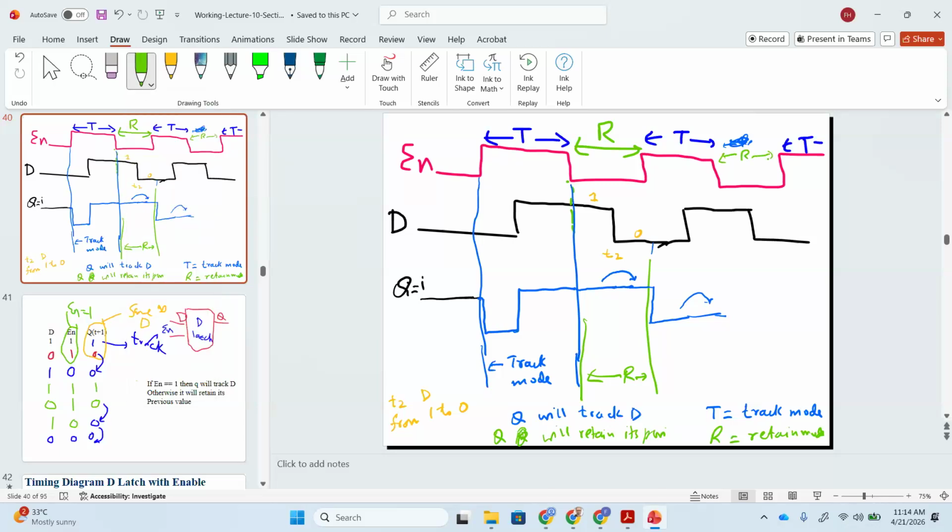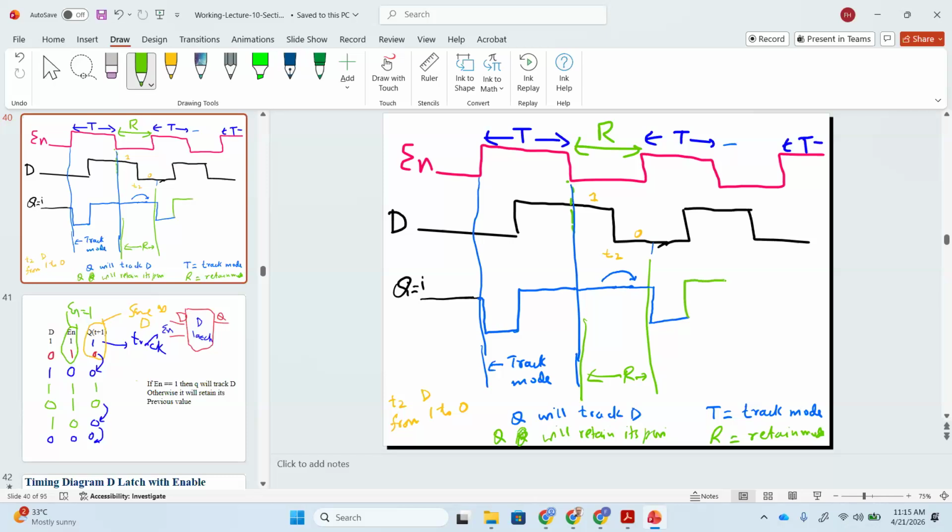Got it or not? Now if you look at this point of time, let's assume we enter into the retain mode. Sorry, I made a small mistake. What is the mistake? For the track mode, I kept Q as 0. Because it was 0, now in the track mode it's making a transition from 1 to 0, so in the track mode it will become 1. Got it or not?